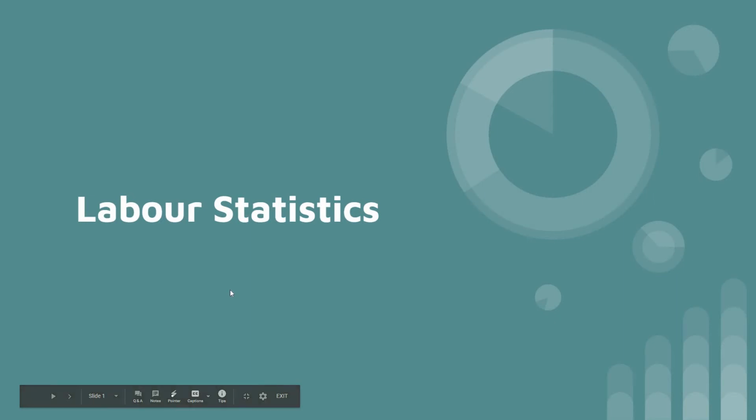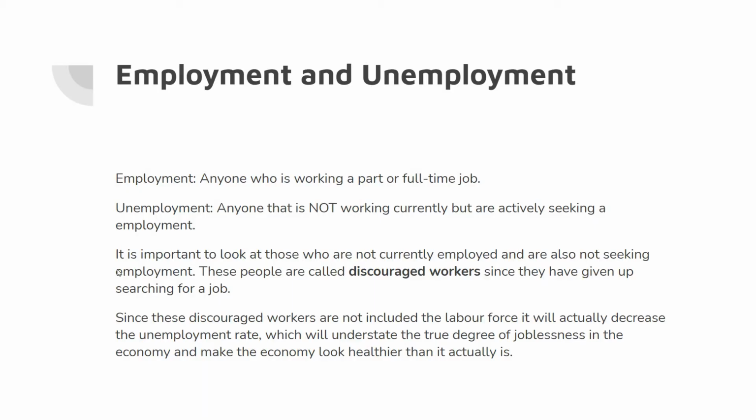So this is my presentation on labor statistics. First we need to look at some definitions for employment and unemployment. Employment would be classified as anyone who is working a part-time or full-time job. Unemployment, we have anyone that is not working currently but is actively seeking employment. That means that they are currently searching for a job even though they do not have one.